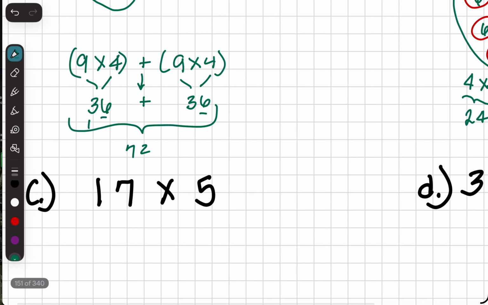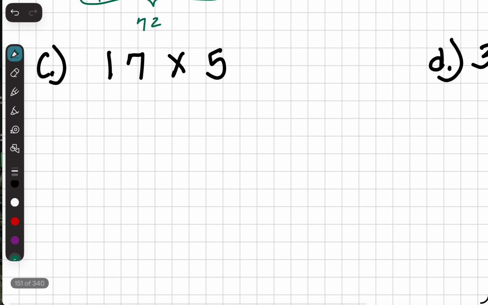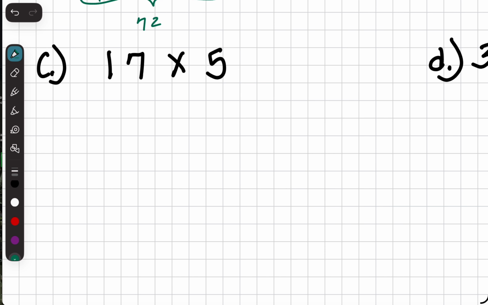Okay, let's get into some 2-digit by 1-digit multiplication using partial products, or some call it the area model. I like this strategy because it really shows you how to decompose and break down the number. So I have 17. I'm going to remind myself, how would I write 17 in expanded form? I'm going to write 17 in expanded form as 10 plus 7.